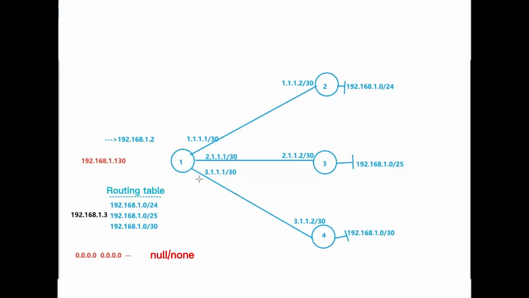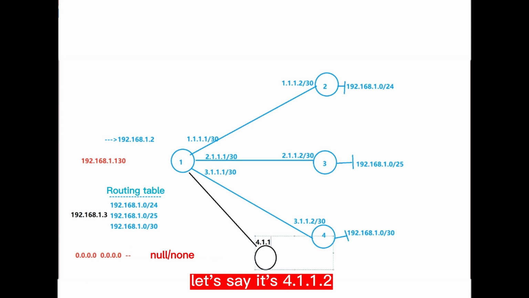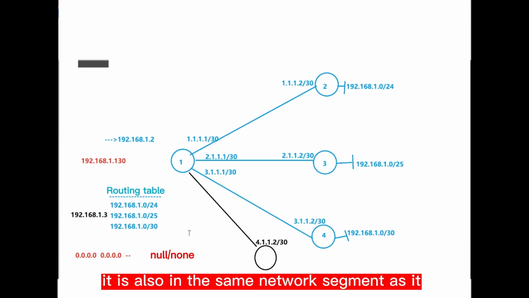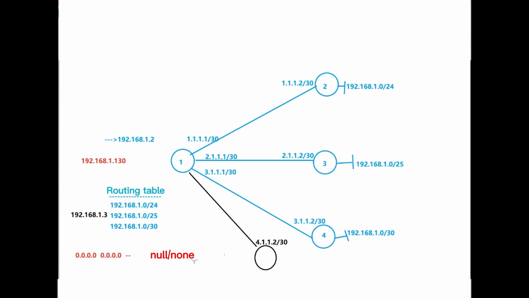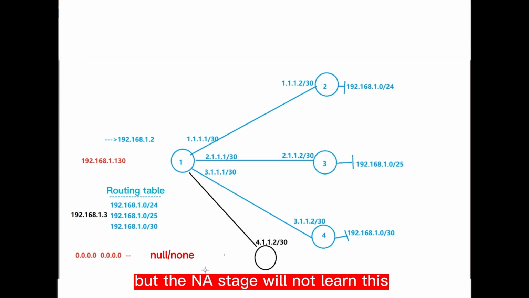Logically speaking, we can add another line here. Add a device here. Let's say it's 4.1.1.2. 30-bit mask. It is also in the same network segment as it. This will write the next hop to here. Just because I didn't draw this device, I can't write a next hop. So I can only write a simplest way. The next hop can be represented by null. It's like I dropped it into a black hole. Black hole routing. But the NA stage will not learn this.